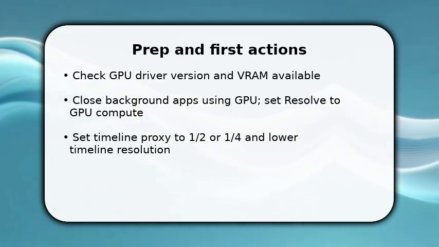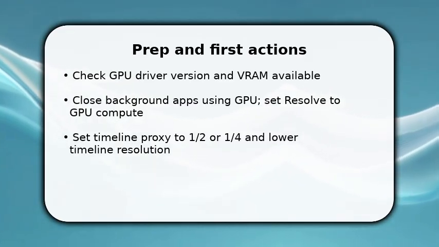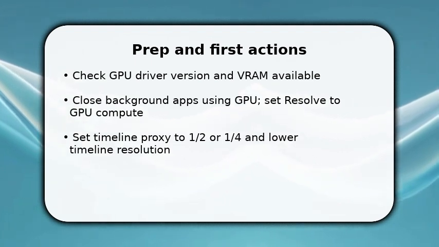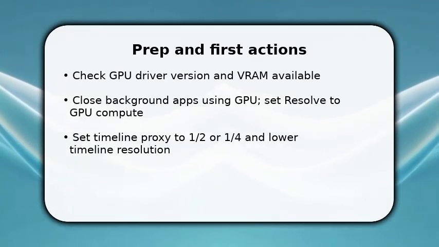After that, lower timeline resolution and enable 1/2 or 1/4 proxy settings so Resolve loads lighter media. This reduces texture and cache demands right away. Next, you optimize internal Resolve settings to prevent memory spikes.